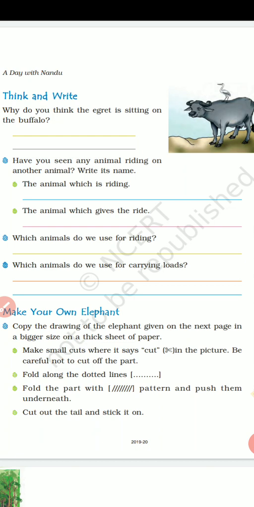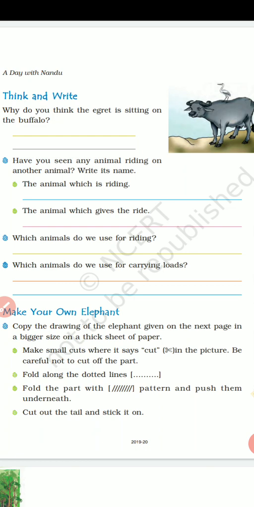Have you seen any animal riding on another animal? Write its name. The animal which is riding, that you have to write, and the animal which gives the ride, that you also have to write. Children, if you remember, in 3rd standard EVS, we have studied about all this. So there were, in the last chapter, some examples. So if you know, please write down.